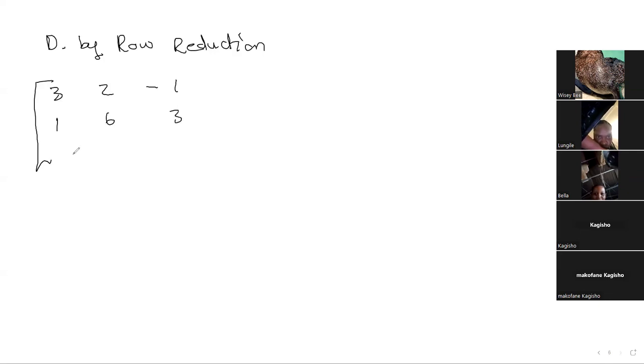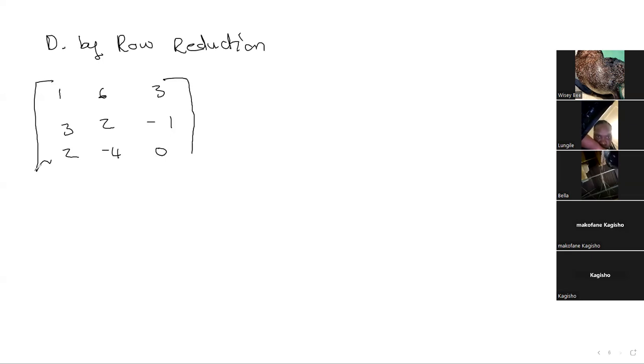6, 3, 2, minus 4. Now let me do it like this. I don't want to confuse it with this other one. 1, 6, 3, 3, 2, minus 1, 2, minus 4. Just imagine this is a different matrix, and then they say find the determinant using row reduction.